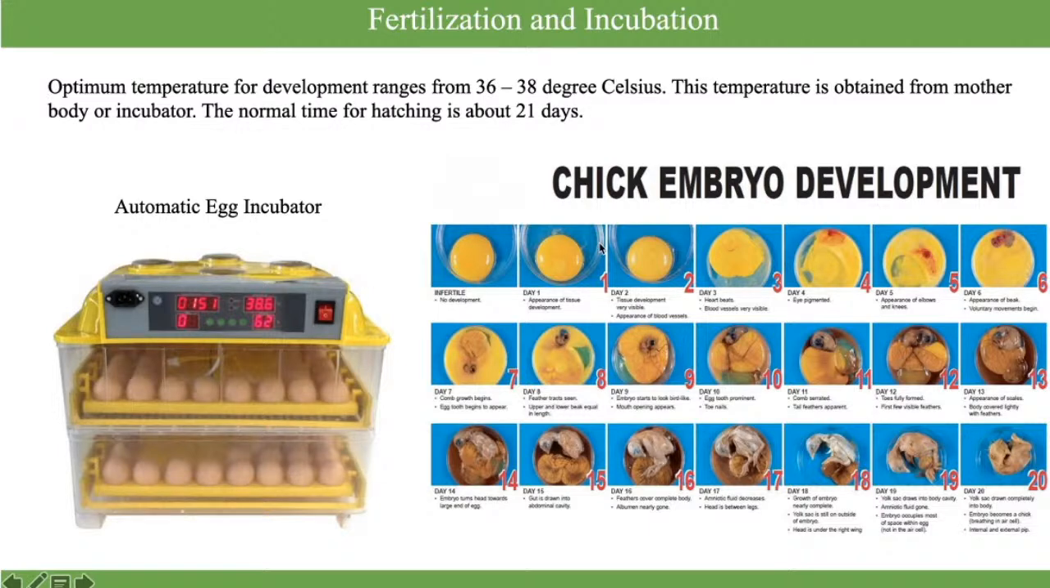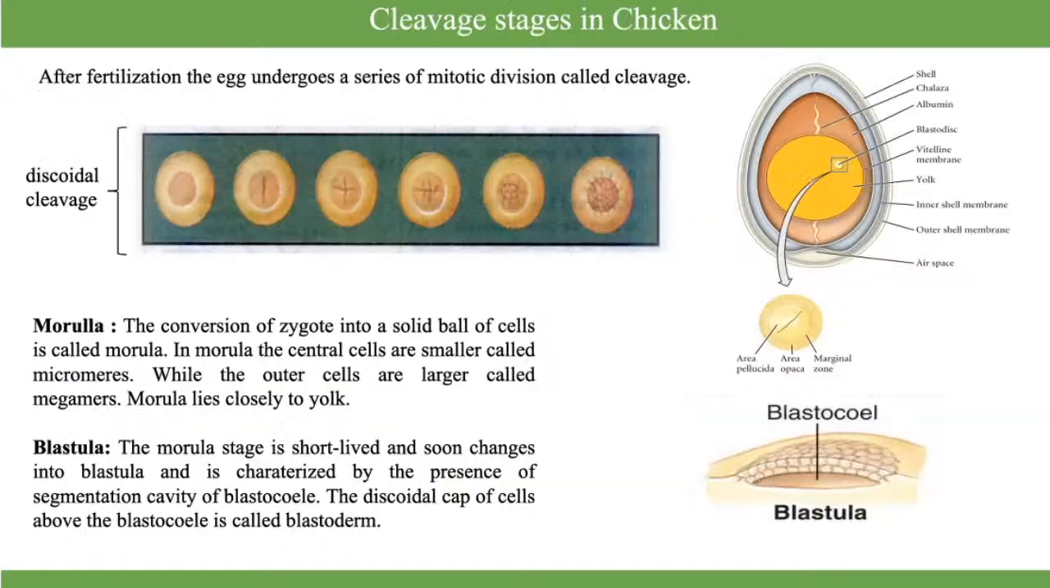On the right side, you can see the chick embryo development. Over here, each day's development changes are shown till the 20th day. And on the 21st day, the chick actually comes out of the egg.